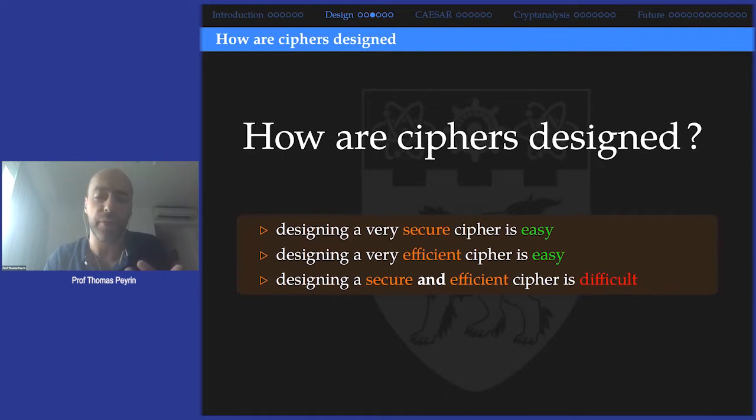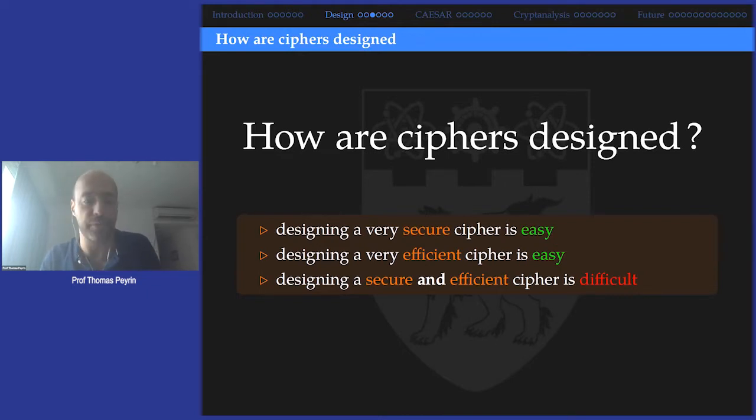Designing a very secure cipher is quite easy. If you ask me now to design a cipher for which I'm 100% sure nobody will be able to break it, it's not so difficult. The problem is that this cipher will probably be very slow because I'm going to use a lot of very complex operations, so complex that it's going to be extremely slow. On the other side, if I want to design something that is very efficient, it's very easy for me because I know how computers work.